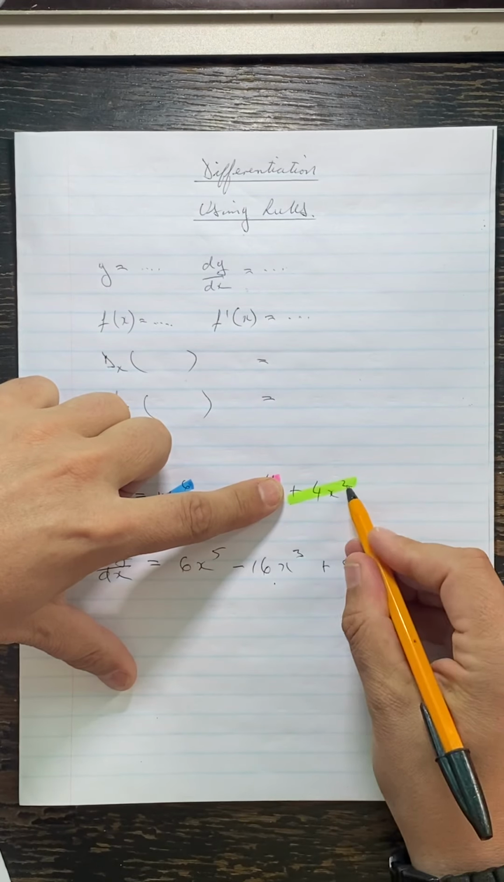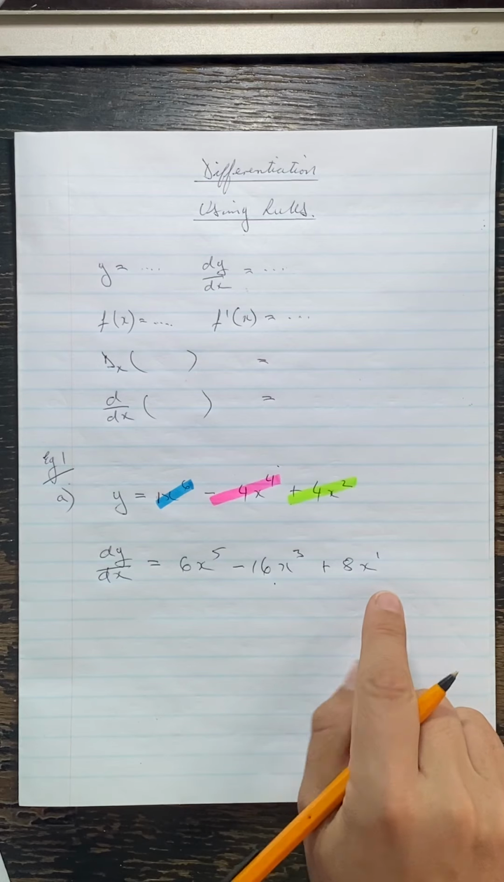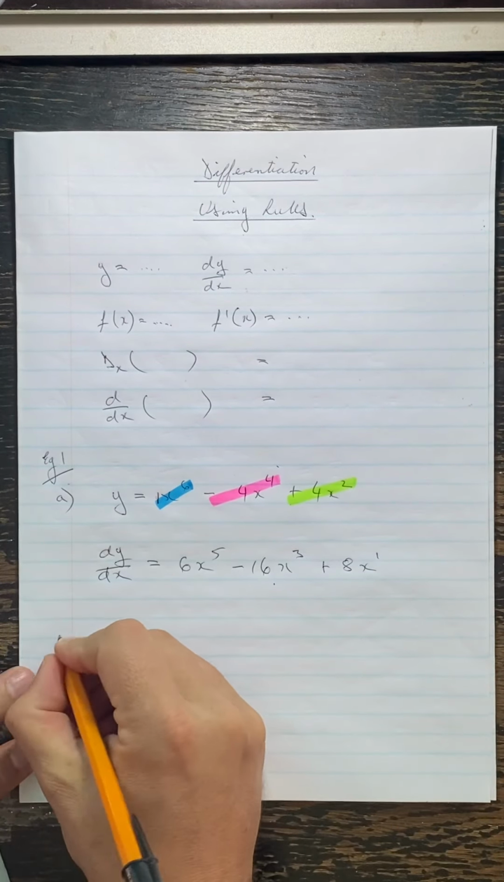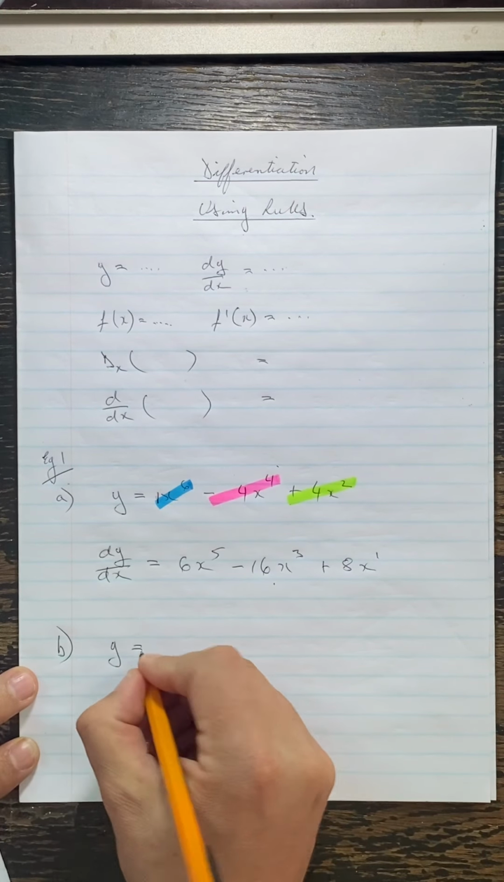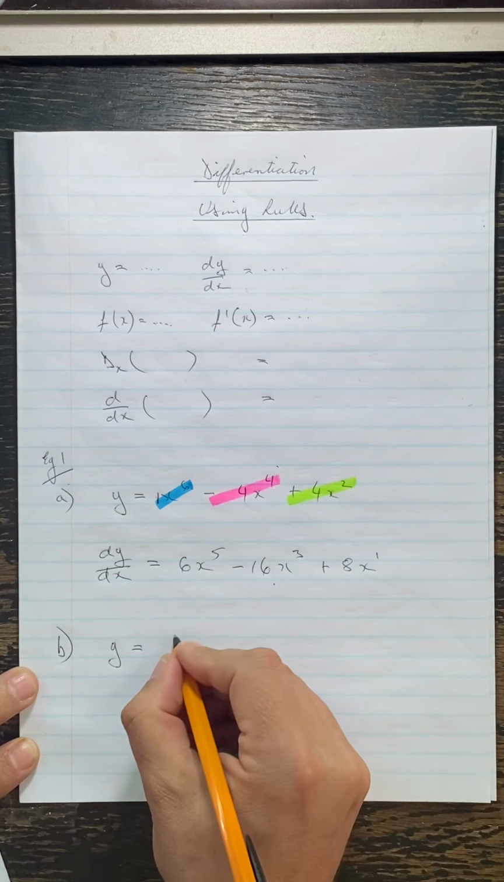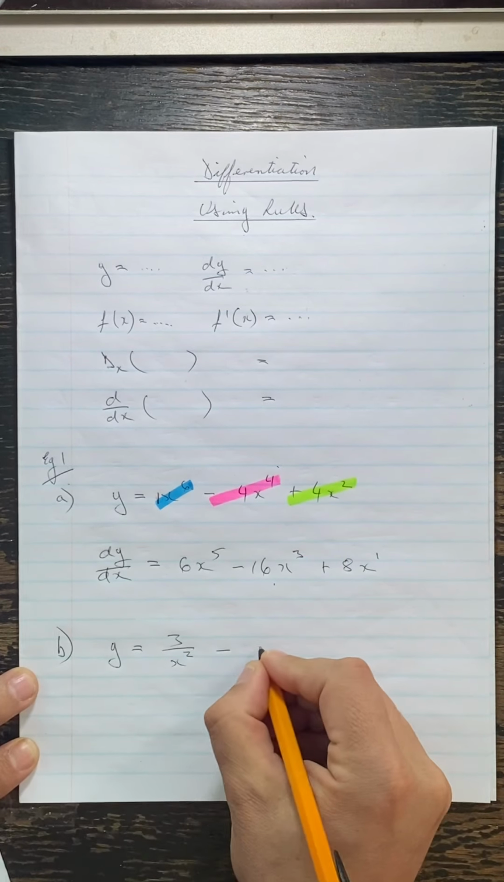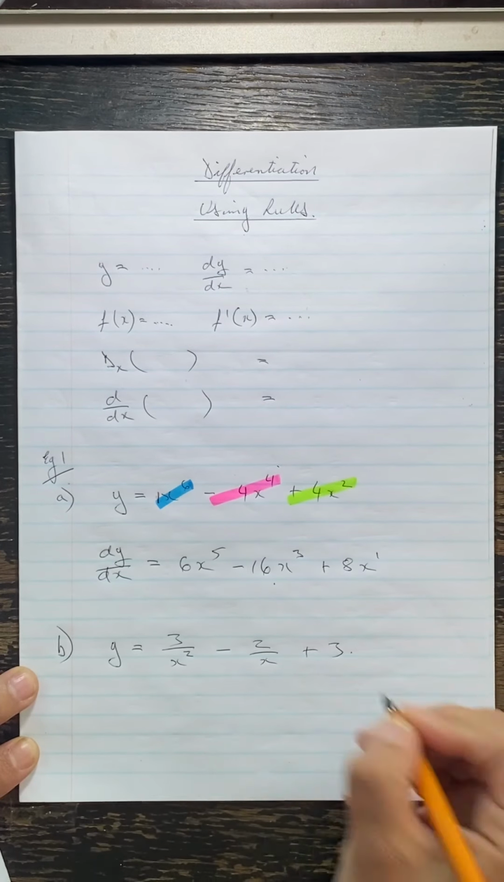x to the power of 1. Okay, and that is our derivative right there. Going on to question B, we've got y is equal to 3 over x squared minus 2 over x plus 3.